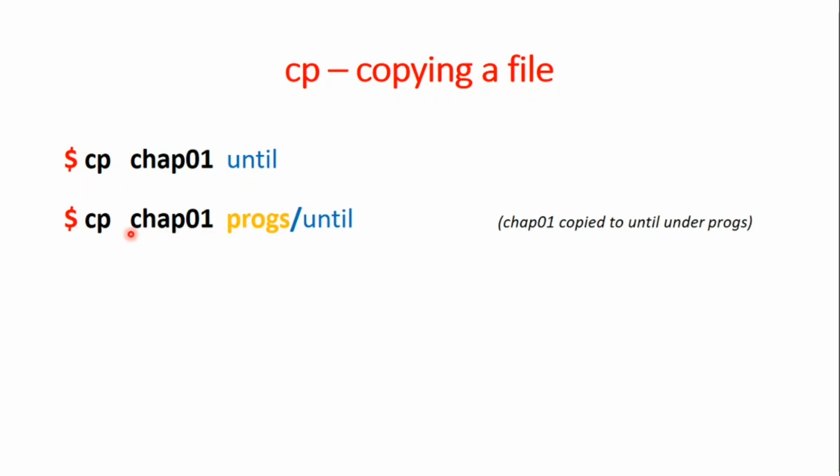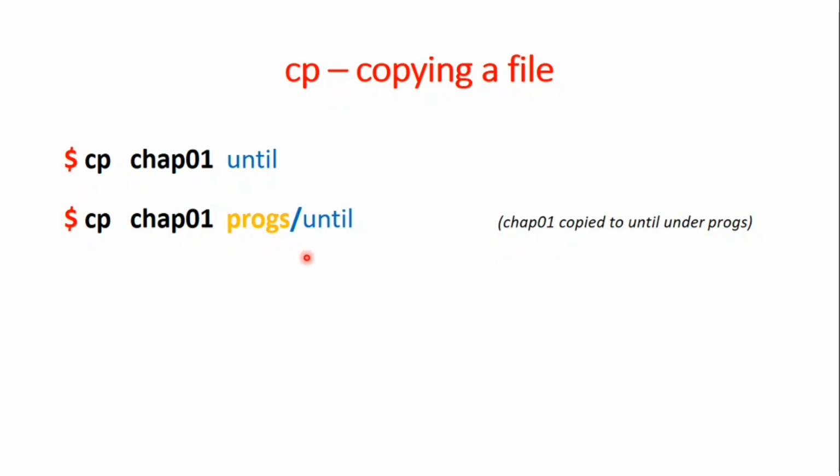It is also possible to create a new file under a different directory. Here the content of chap1 will be copied and pasted under a directory called progs in the current working directory. Under the current working directory there is a directory called progs, and under it a new file called until will be created, which will have the content of chap1. This is how the content of chap1 is copied to until under progs.